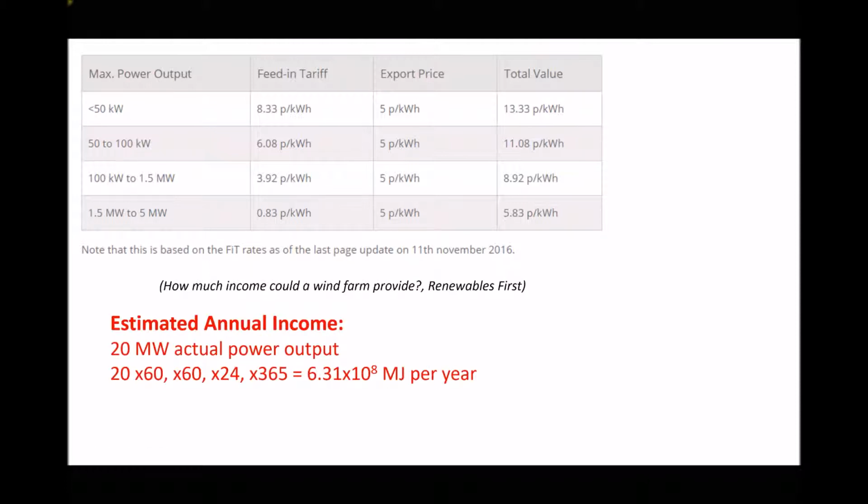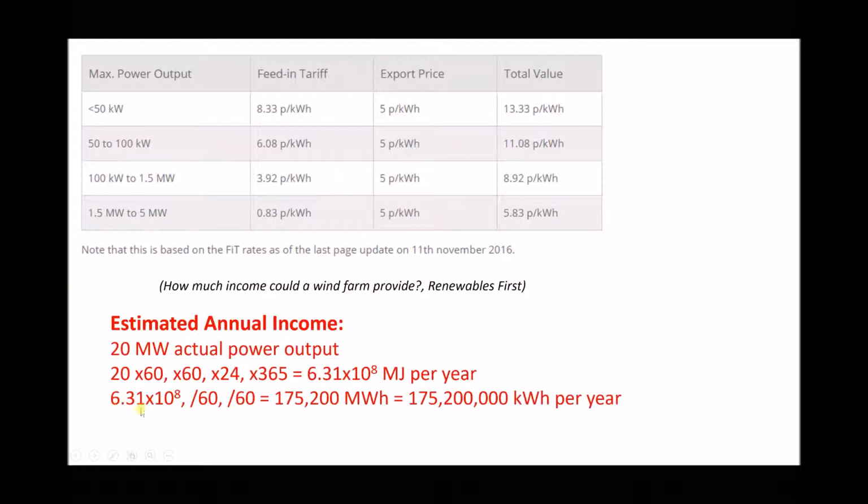So what we're going to work out is how much income we get per year. The problem here is our units differ. Here we have energy in megajoules per year, and here we have energy in kilowatt hours. So let's convert 6.31 times 10 to the 8 megajoules into kilowatt hours.